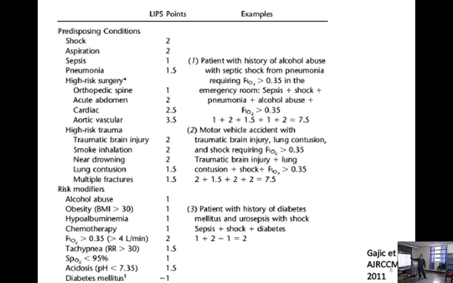So these are patients with a history of alcohol abuse with septic shock from pneumonia requiring an FiO2 of more than 0.35 in the casualty. Then this is sepsis plus shock plus pneumonia plus alcohol abuse. So all these numbers you can add. You can see if FiO2 needed is more than 0.35, that is more than 4 liters per minute. Then you have sepsis and shock, alcohol abuse, all those things, which add up to 7.5.